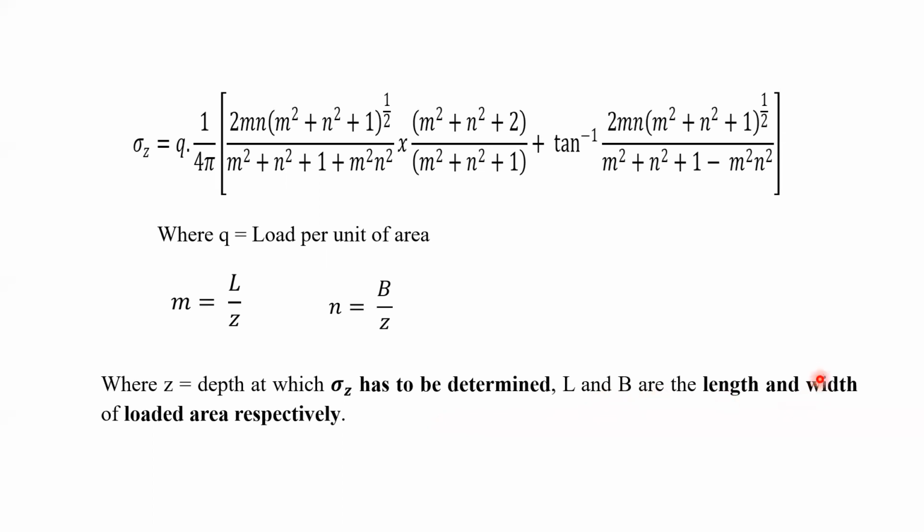So L and B, as I told you, are the length and width of the loaded area or rectangular footing. So this formula we can use to calculate the vertical stress at depth Z, at the corner of a rectangular footing. So this is the formula derived by Newmark. Now we shall see the next topic.